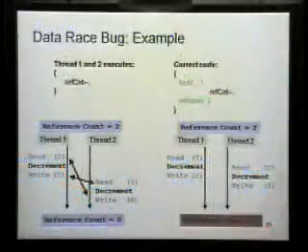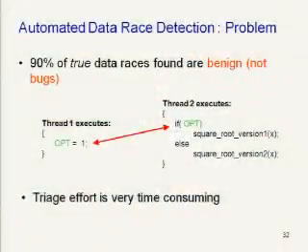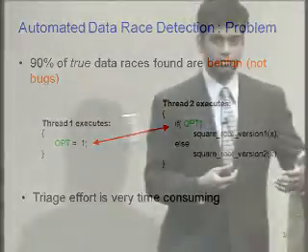Now I can go and find these data races and identify the concurrency bugs. That's not a big deal. But the problem is 90% of the true data races that you find in multi-threaded programs turn out to be false positives. And my goal was to automatically identify whether a data race bug is a harmful bug or a benign bug. A data race could be benign for many reasons.